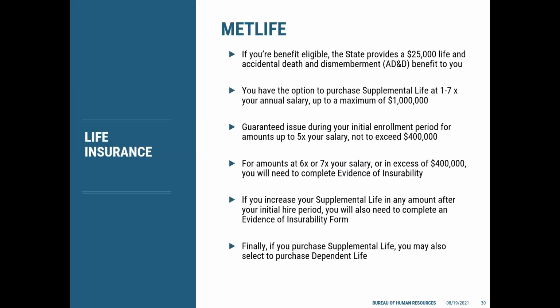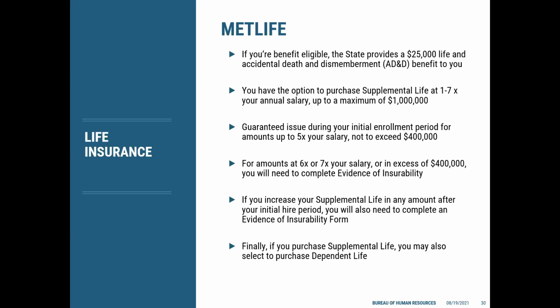We'll touch base here on life insurance. Life insurance through the state is offered through MetLife. If you are benefit eligible, the state automatically provides you with $25,000 life and accidental death and dismemberment. This is a benefit free to you. You have the option, though, to purchase supplemental life at a salary multiple of 1 through 7, up to a maximum of $1 million.